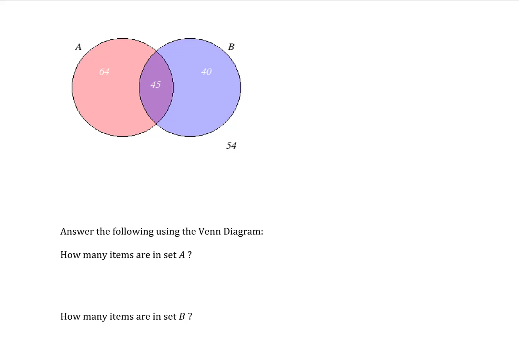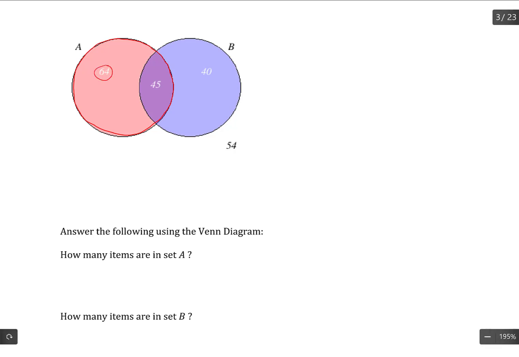Answer the following using the Venn diagram. How many items are in set A? Well, set A comprises everything in this red area. So the entire circle that I'm highlighting in red is set A.